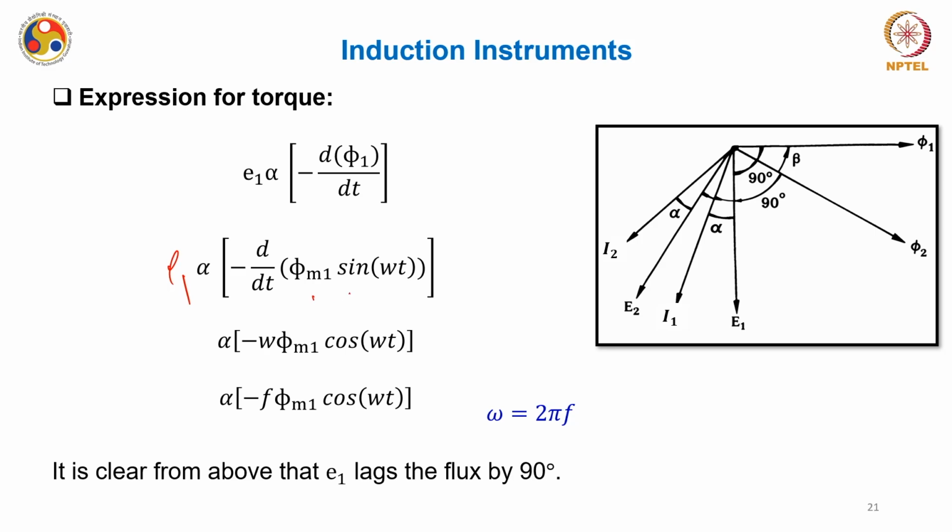Just by differentiating it, I get that E1 is directly proportional to omega phi m1 into cos omega t. And since omega is equal to 2 pi f, where f is the frequency, I can write E1 as proportional to minus f phi m1 into cos omega t. So it is very clear from this that E1 lags the flux by 90 degree. This instantaneous EMF is lagging behind the flux phi m1 by 90 degree.